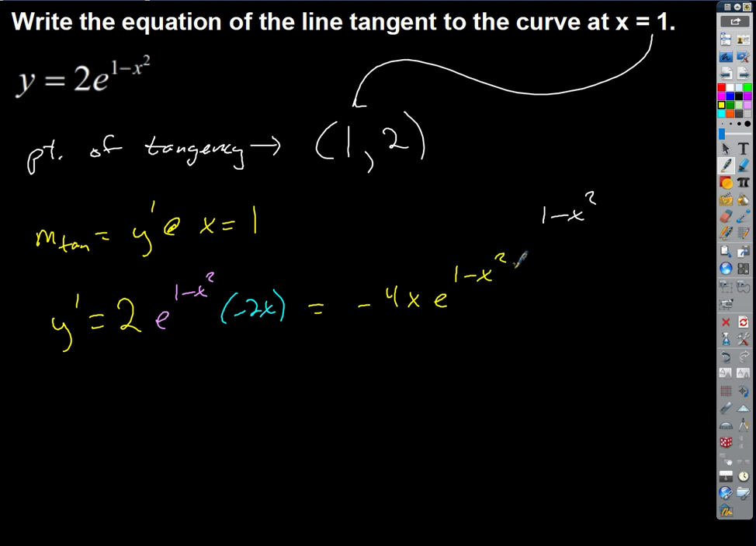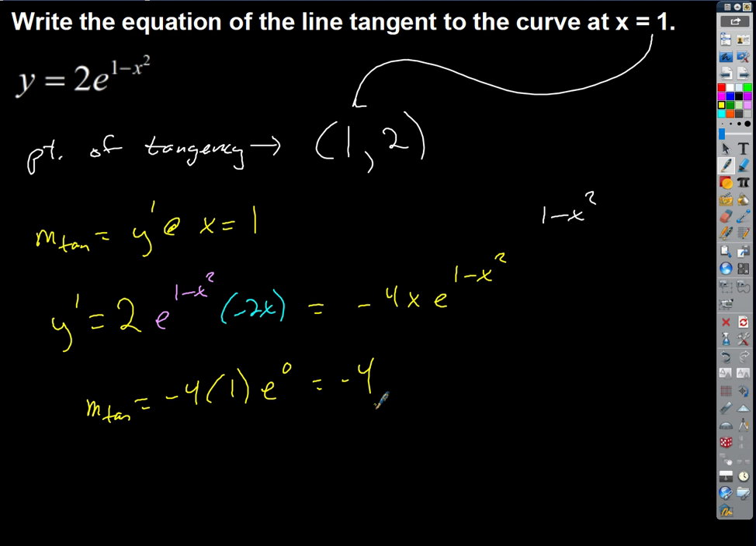Its job is to tell us the slope of the curve at any value of x we choose, and we choose 1, right? So we're just going to get negative 4 times 1 times e to the 1 minus 1 squared, so that's just e to the 0, right? So what, negative 4? Yeah, it's easy. We've got the slope of the tangent line, we've got the point of tangency, we just combine those and make a line.